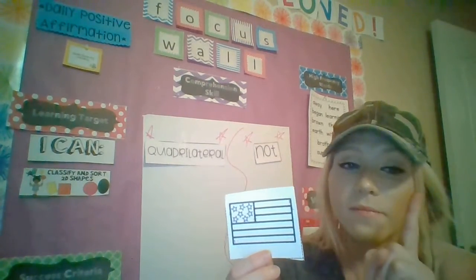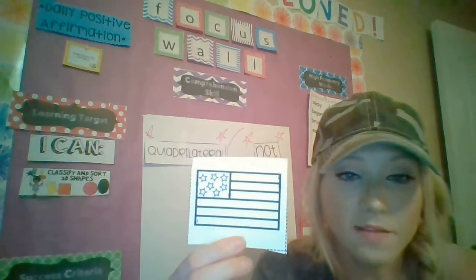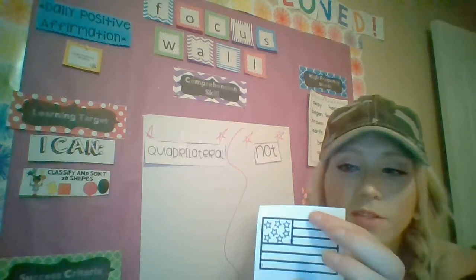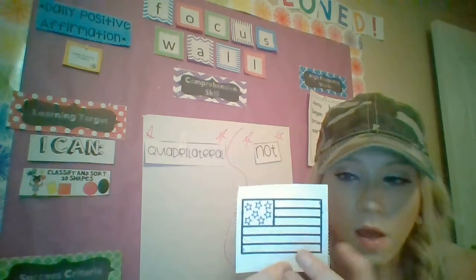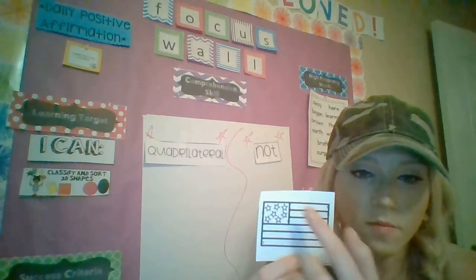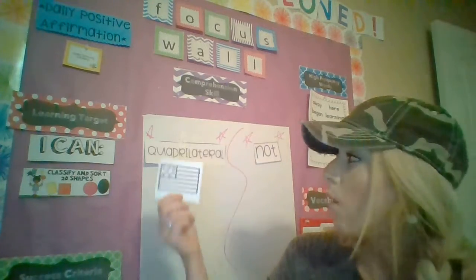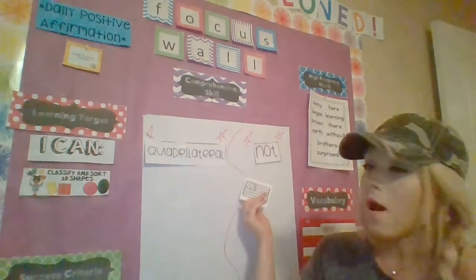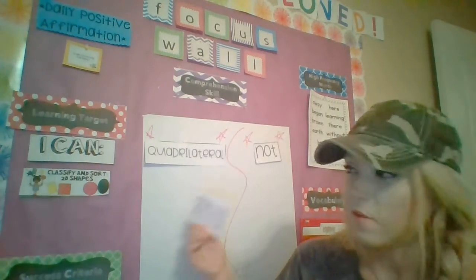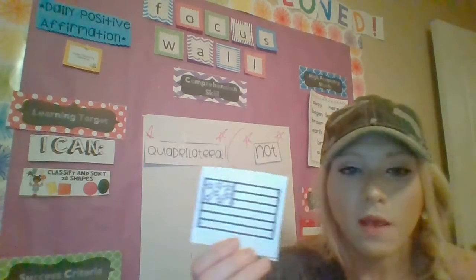Remember, rectangles are similar to squares, but they're not squares because squares, all the sides are the same exact length. In rectangles, the bottom and top sides are longer than the right and left sides. So this is a rectangle. Let's see if this rectangle is a quadrilateral or not. So this is us classifying. That's what classifying means. Sort and organize.